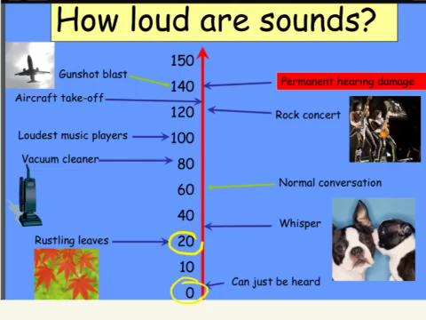20 decibels is like a rustling leaf, so maybe you're just outside and it's completely quiet and all you hear is the rustling of the leaves. That would be about 20 decibels. A whisper, depending on who's doing the whispering, some of you don't whisper very quietly, but a whisper is about 30 decibels. Normal conversation when you're just talking with your friends is about 60 decibels, 50 to 60. A vacuum cleaner is up to about 80 decibels.